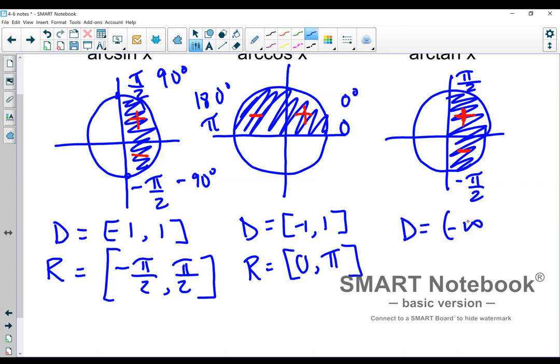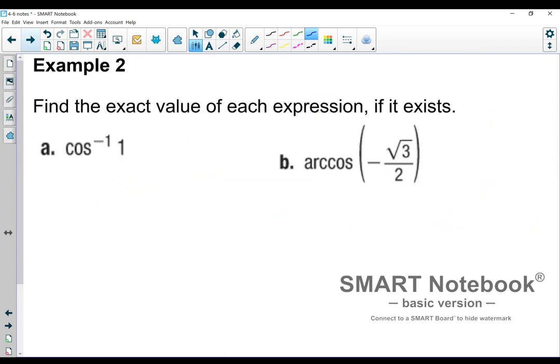So domain is from negative infinity to infinity for tangent. Remember, tangent's the one that's always a little bit weird. And then this one, we're not going to include the pi over 2 or negative pi over 2 with our range, because then we would have something that's undefined. So these are the kinds of problems that we're going to be doing.